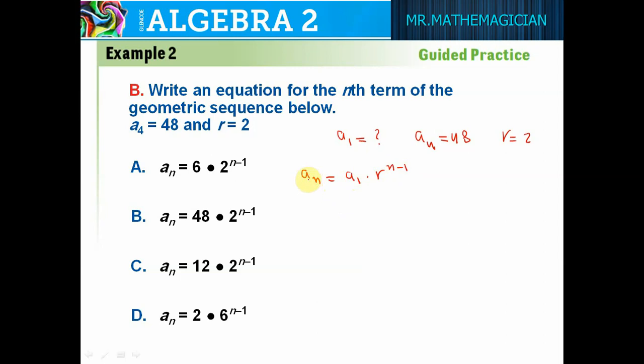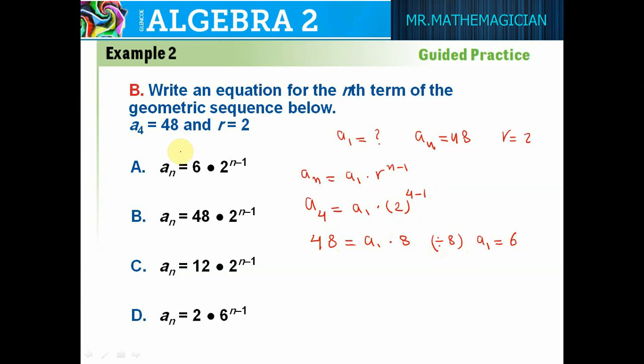If I can say here an is a4, this one stays a1 times r, which is 2, to the power of 4 minus 1, because I mentioned here a4. Okay, what is a4? It is 48. So I can say 48 equals a1 times 2 to the power of 4 minus 1, which means 2 to the power of 3, which means 8. Now I should divide by 8 for both sides. This will give you a1 equals 6.